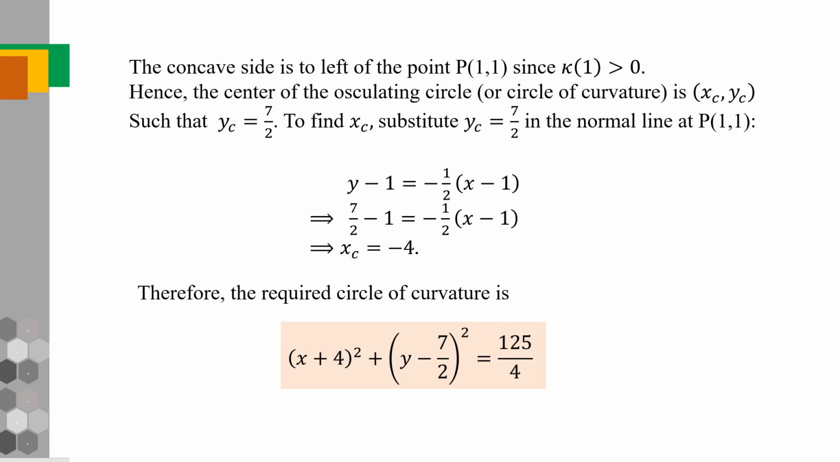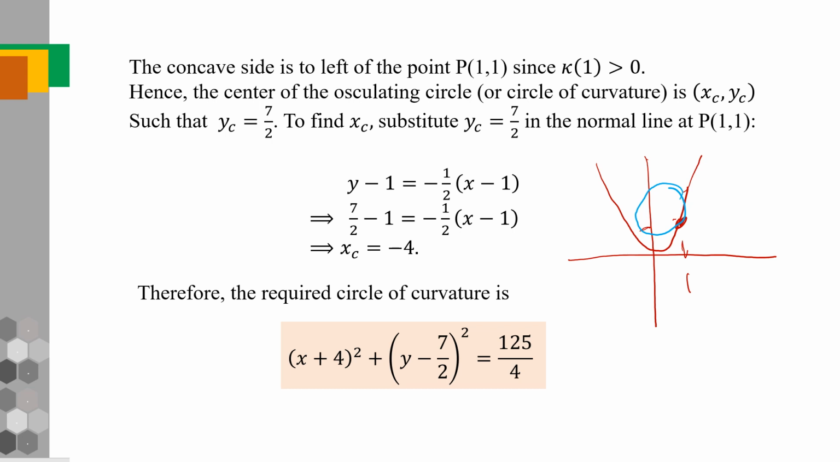Remember earlier I drew a parabola. Since here is the point (1, 1), this is the oscillating circle, which is drawn here. So it's on the left, since our curvature is positive. Hence, the center of the oscillating circle is (x sub c, y sub c), such that y sub c is equal to 7 halves.